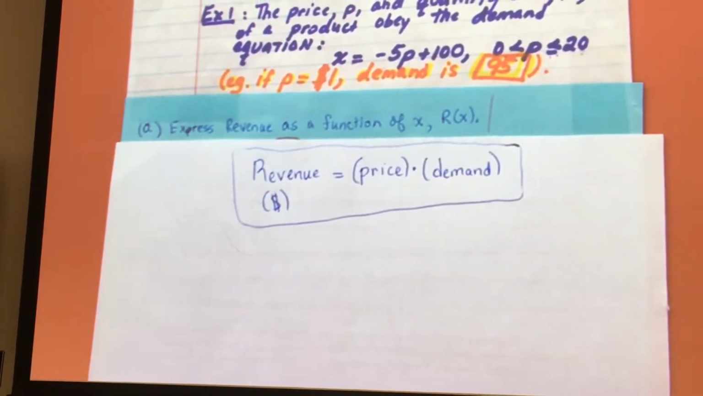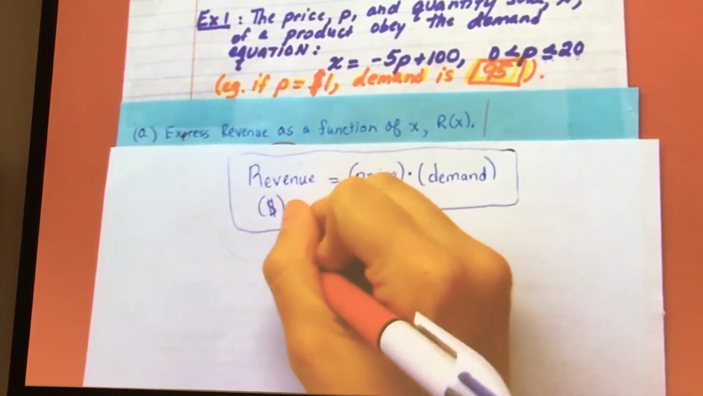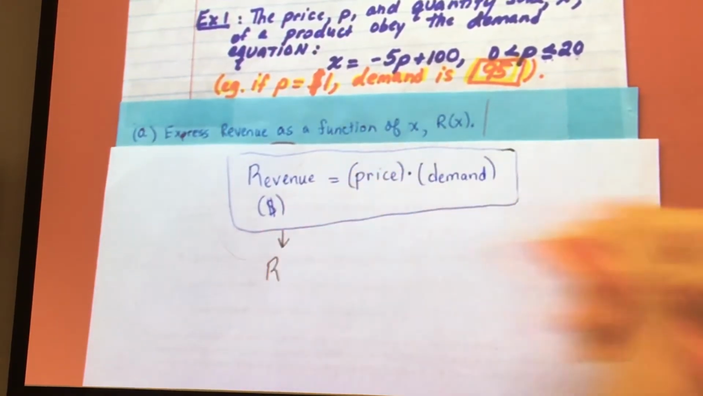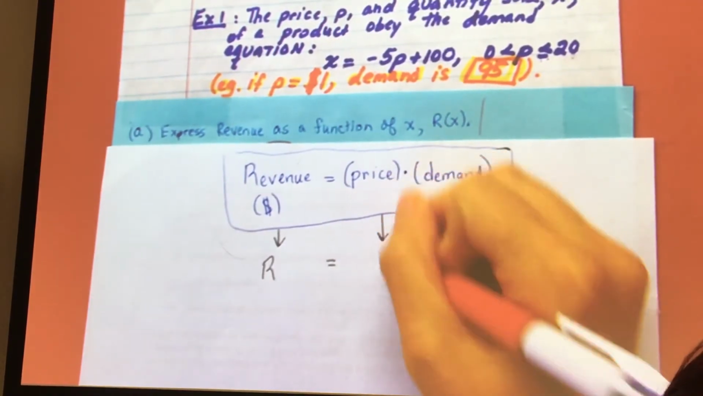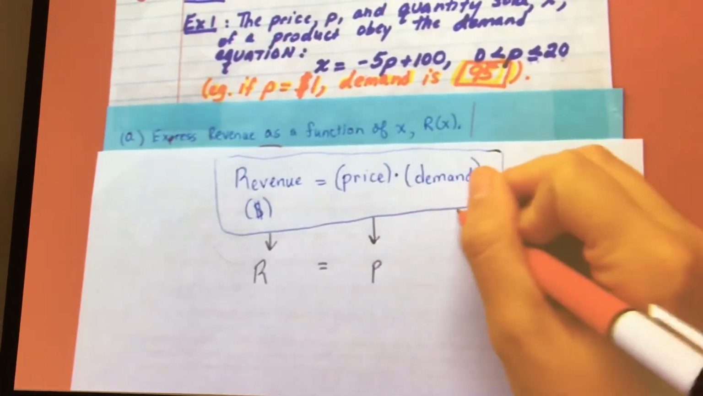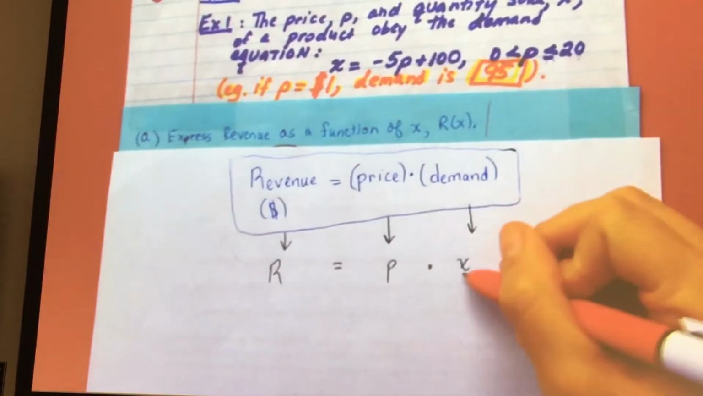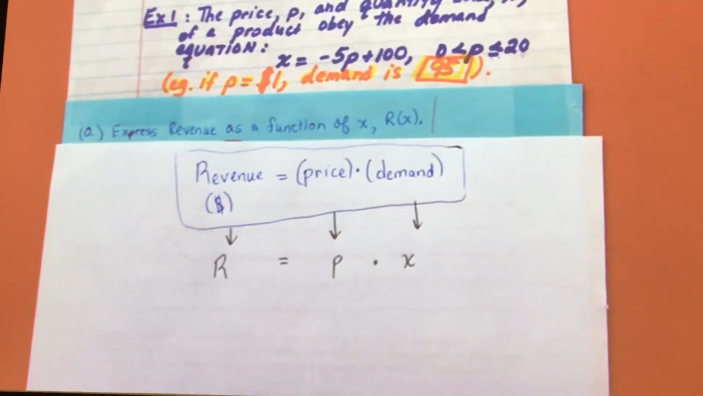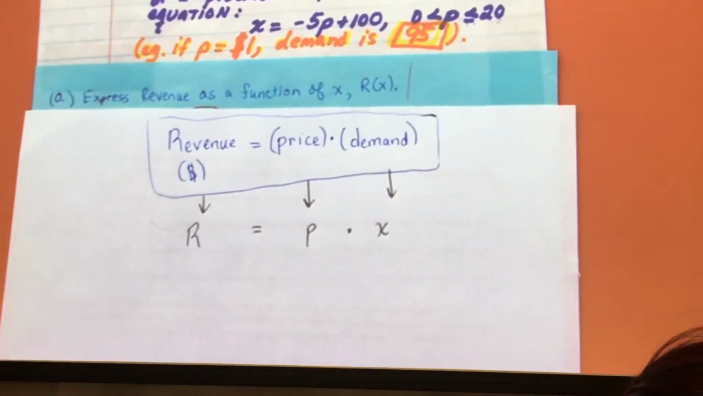Very simple situation. If that's the case, couldn't I use letters to write this? Like instead of revenue, I'm going to write capital R. I could do that, okay. Instead of price, I could use little p. Instead of demand, I could use little x. So p times x is equal to R. We can always set that revenue function up that way, assuming there's no outside funding.